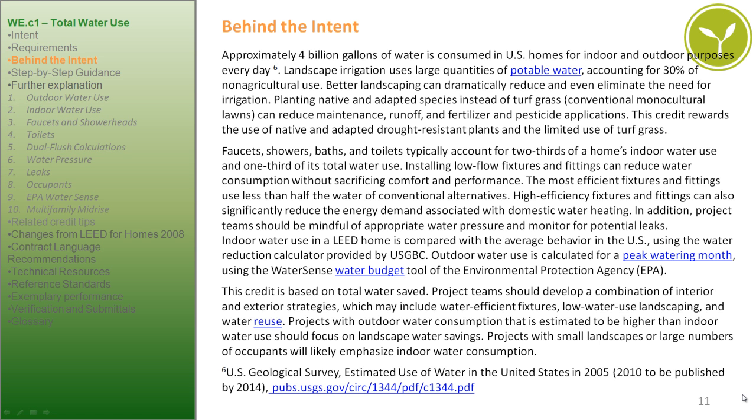Projects with outdoor water consumption that is estimated to be higher than indoor water use should focus on landscape water savings. Projects with small landscapes or large numbers of occupants will likely emphasize indoor water consumption. It is based on the U.S. Geological Survey estimated use of water in the United States in 2005, 2010 to be published by 2014.